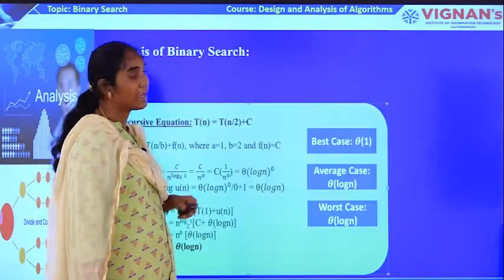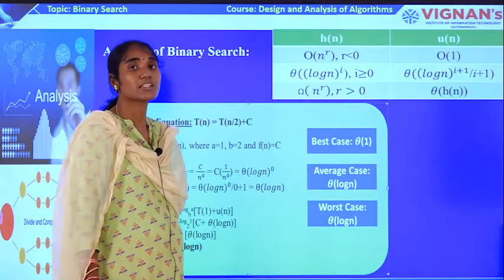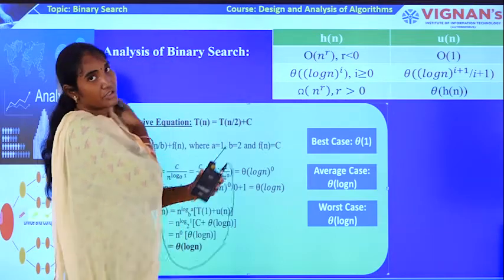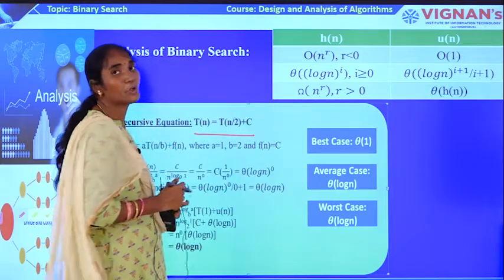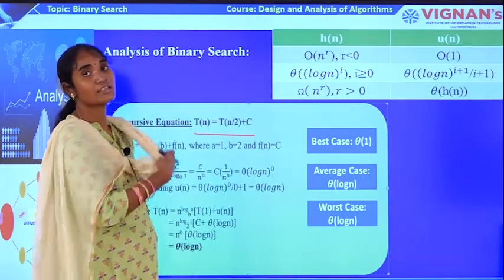Now let's see the analysis part of binary search. As I discussed in the last class about Master's theorem, the recurrence relation for binary search is T of n is equal to T of n by 2 plus C.